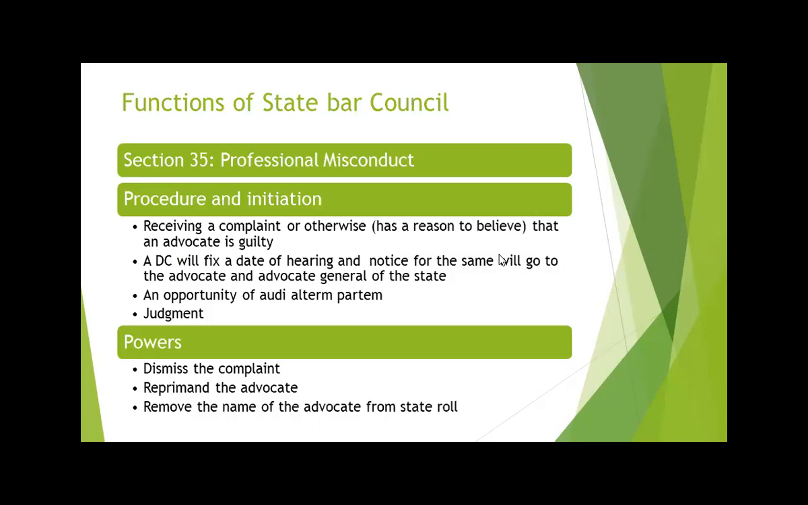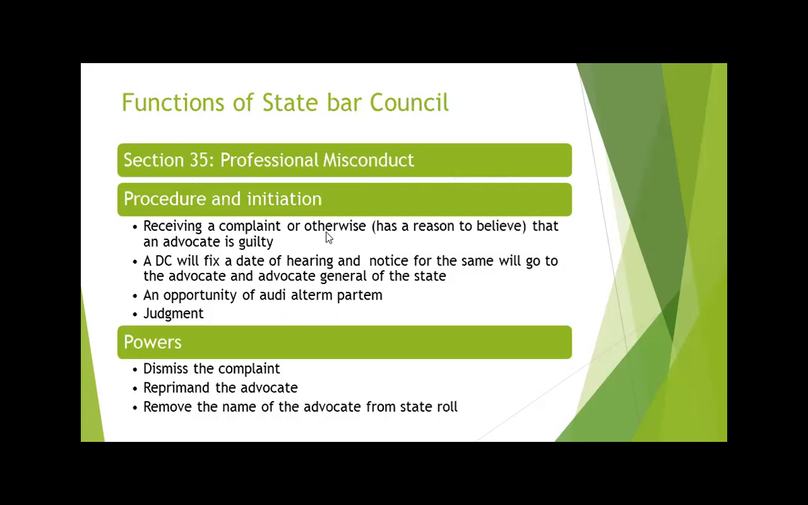So Section 35 is important for us, which says that there are state bar councils in each state. There is a procedure. The first step is receiving a complaint or otherwise. See, even the state bar council, if it has reason to believe that an advocate is guilty, can take suo motu action. Second, they can initiate a procedure after receiving a complaint. So both initiation processes can be there.